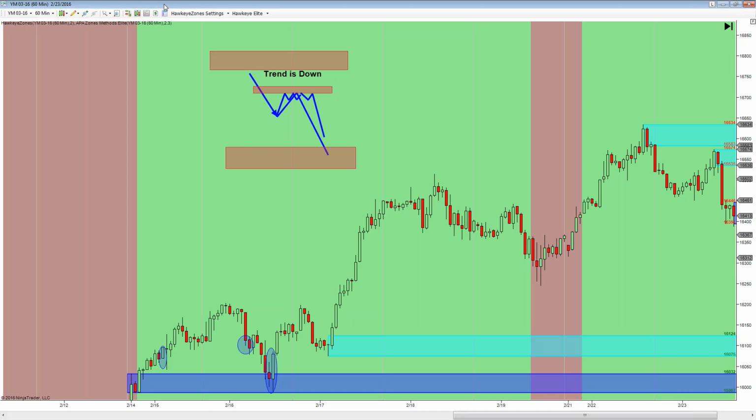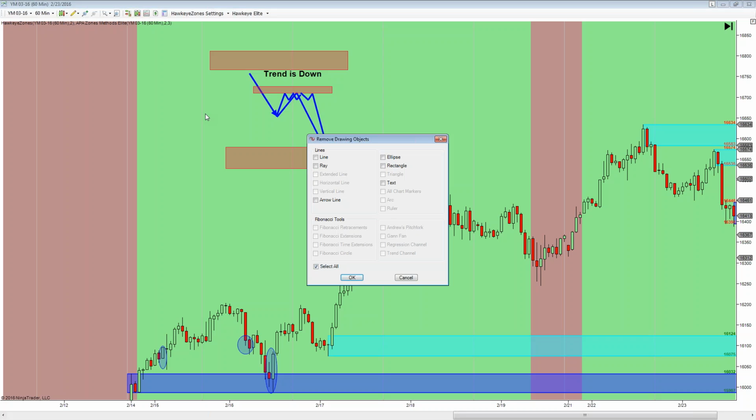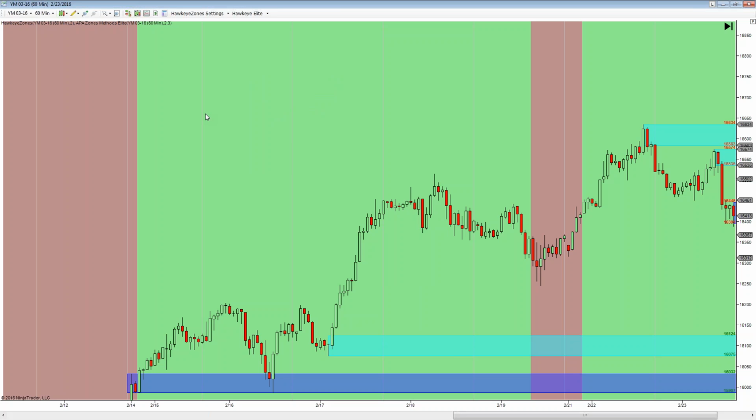Am I right in saying that as Hawkeye, we don't charge for upgrades, and there will be no charge for an upgrade of zones? Is that right? Right, yeah, unless we change something major, with a new package. Yeah, that's exactly what I say.